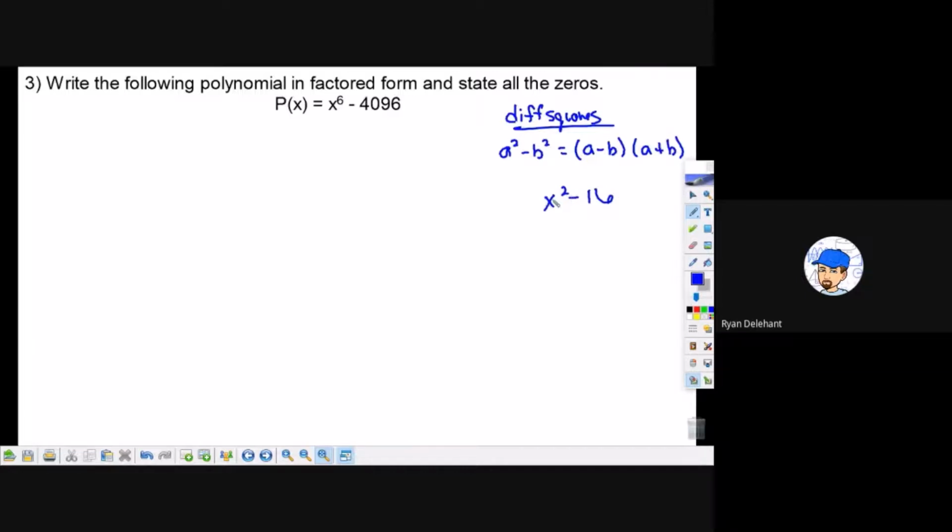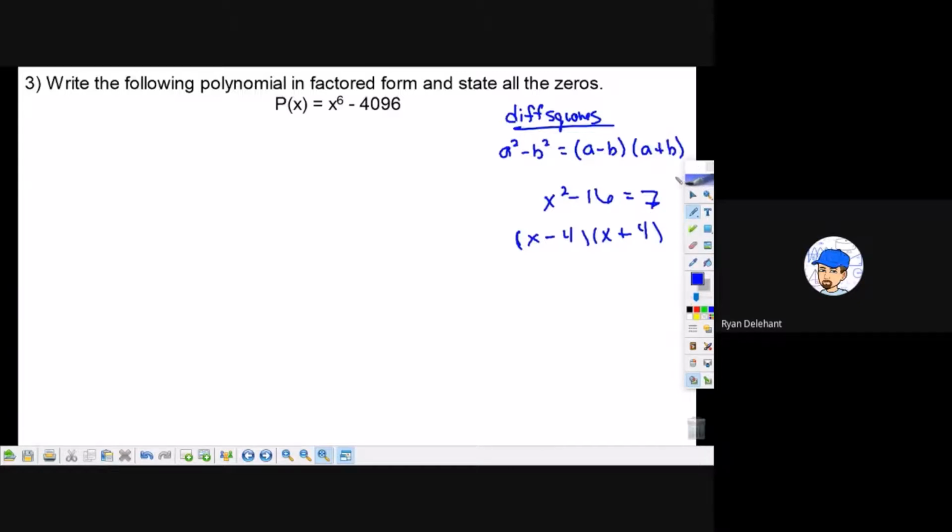X squared minus 16 is factorable because you can take the square root of x squared and you're going to get x. That's going to be the first term for your A. One of them's minus, one of them's plus. It doesn't matter which way you do this. What's the square root of 16? Square root of 16 is 4. This factors into this, and you could easily multiply that back out to verify it. That's a given formula, okay? That's going to work every single time.